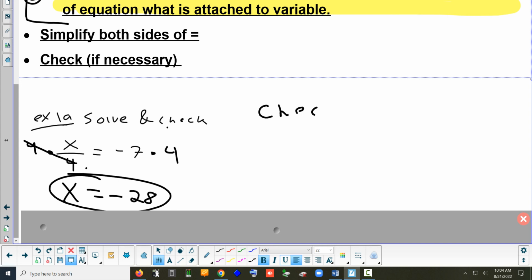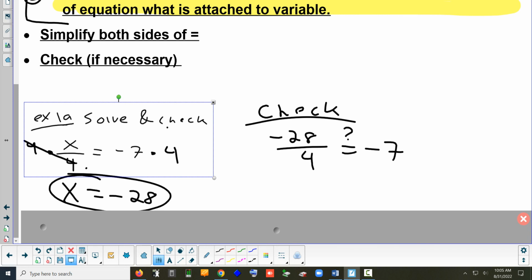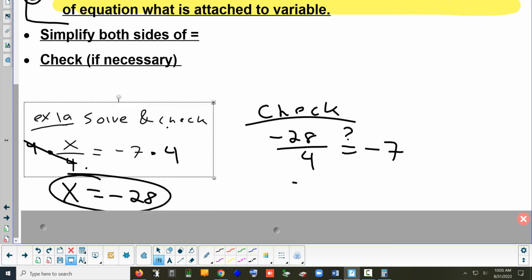So when we check it, we've got -28 divided by 4 equals -7. And again, I put a question mark there because I don't know if that's right. I hope it's right. But that's the whole point. We're going to check it. So now we just have to see what's -28 divided by 4. We can use our calculator. -28 divided by 4, and that gives me -7 on the left. I have -7 on the right.